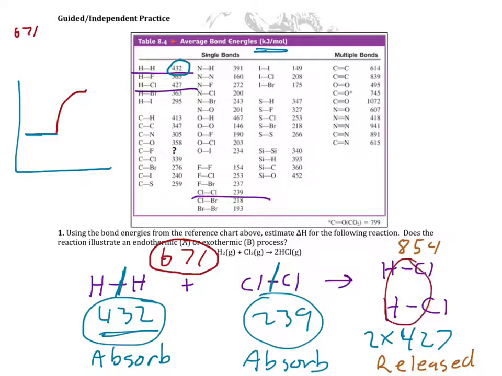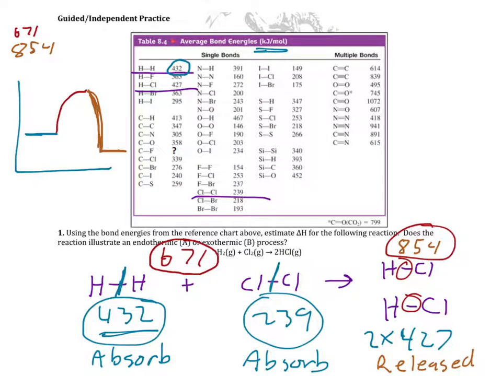Now when these bonds form, notice how the total amount is going to be 854 because there's two of these bonds forming, and each bond will release 427 kilojoules of energy per mole. So this amount is 854. So what that means is that this second part here is the formation of the bonds.